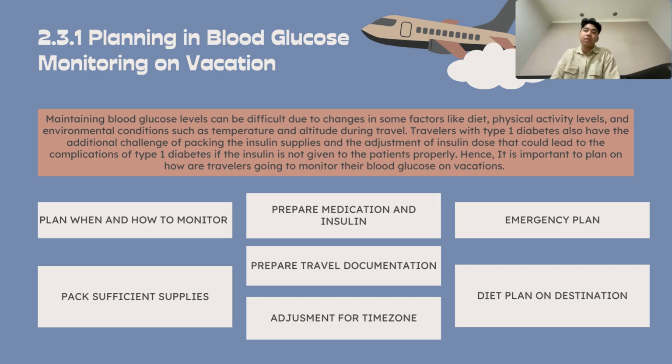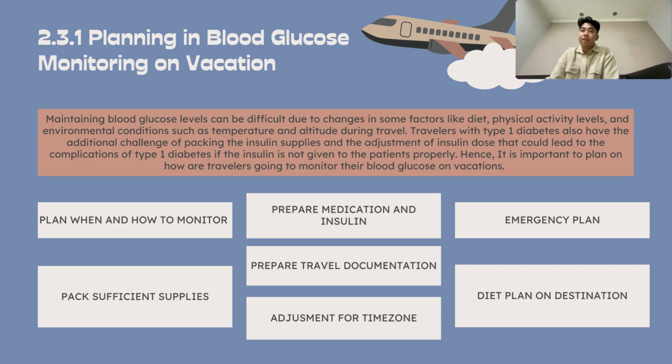The letter can consist of medical conditions that the patient has, the condition of the patient, and the need for diabetes supplies for medication. 5. Adjustment for time zone. Patients with type 1 diabetes that are going to another area that have a different time zone should consult the healthcare provider so that they can advise on adjusting insulin doses and monitoring schedules based on their needs.